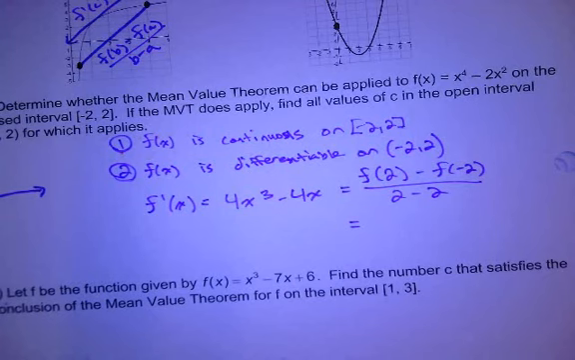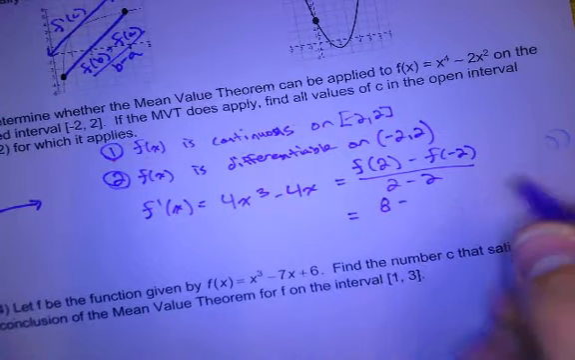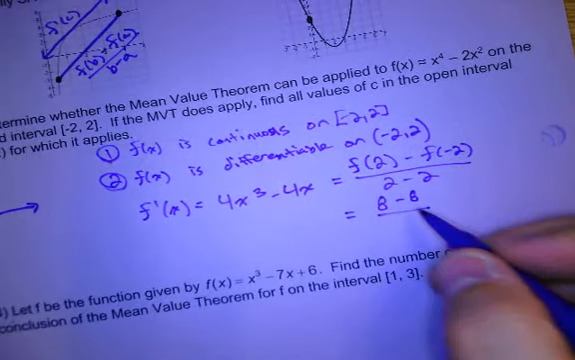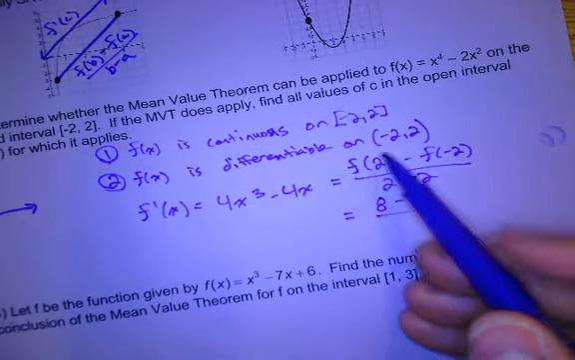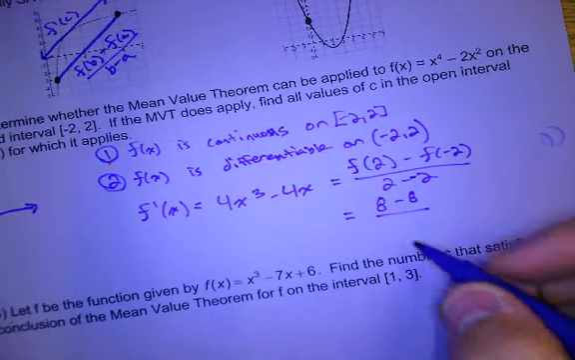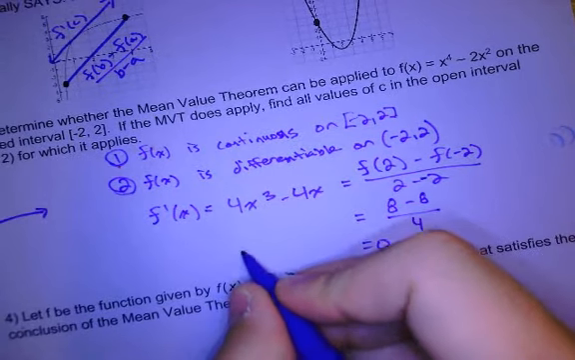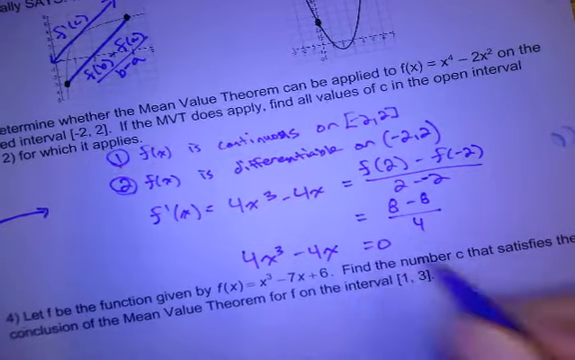Well, what is f of 2? I'll just say it's 0. You agree with me? Is it 0? No, it's 8. I'm lying. It's 8. So it's going to be 8 minus f of negative 2, which is the same thing. This is an even function. It's going to be 8 minus 8. That's where I got the 0 from. All over, it should be a negative 2 right there. So it should be 2 minus negative 2, which is 4. So 4x cubed minus 4x equals 0.